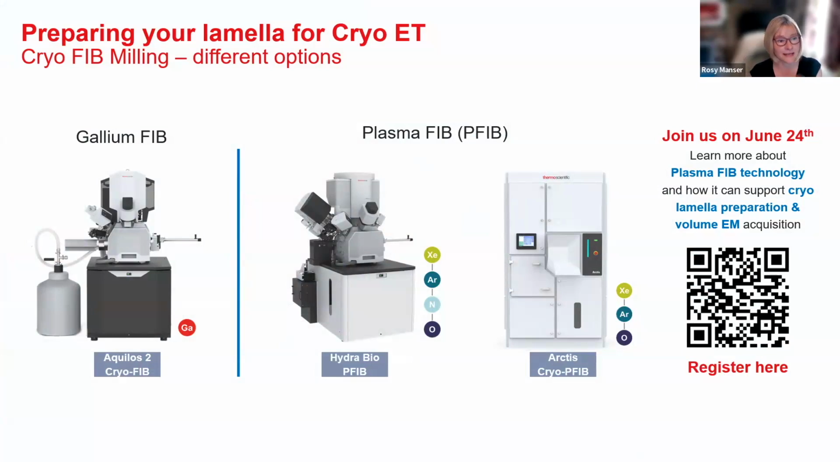The Aquilos 2 is our gallium fib system. It's incredibly dependable. It's really proven itself to be a workhorse for being able to generate lamellae. More recently, plasma fib technology has kind of hit the headlines, and we have 2 flavors of plasma fib. The Hydro-Bio, which is a fantastically adaptable machine. You can use this thing for so many different options and experiments, including volume EM and lamella prep. And the Arctis, which is really designed to allow you to scale your lamella prep. So higher throughput production of lamellae for cryo-TEM.